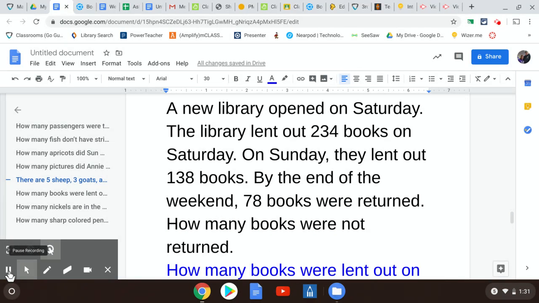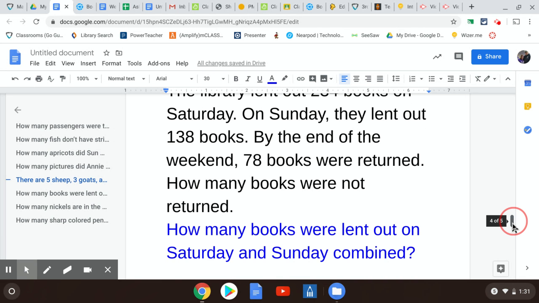Okay, you should have done the last 3 problems on the page, and so here we go. A new library opened on Saturday. The library lent out 234 books on Saturday. On Sunday, they lent out 138 books. By the end of the weekend, 78 books were returned. How many books were not returned?